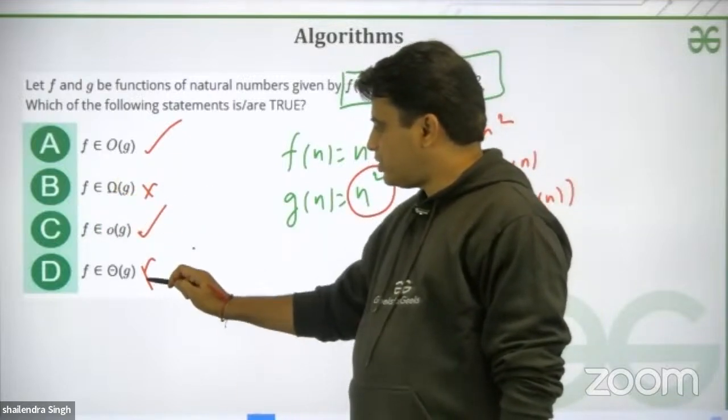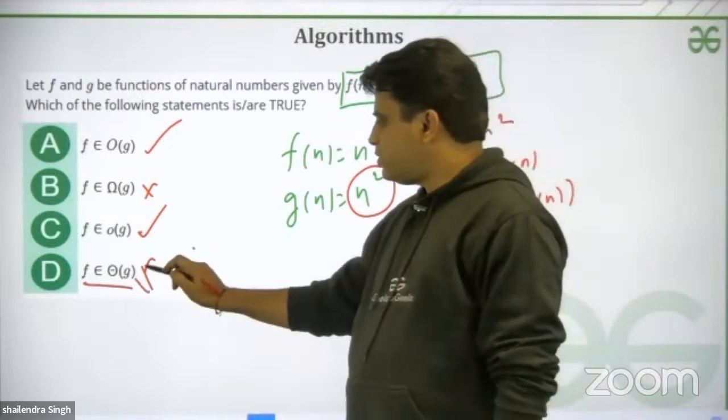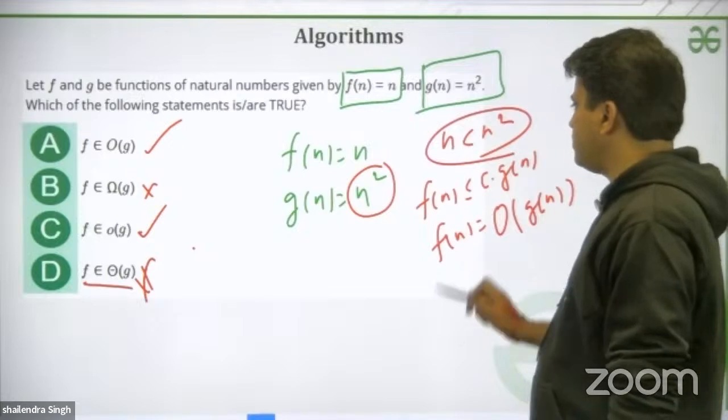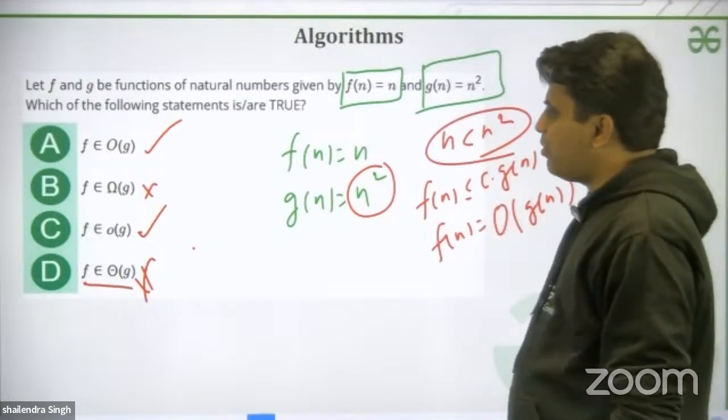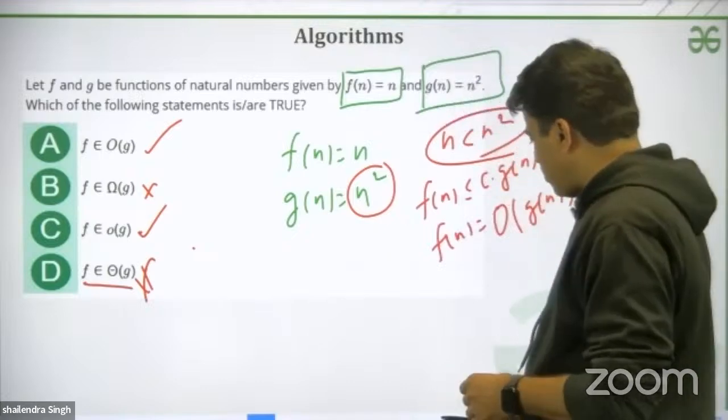Now come to this option. This is saying f(n) and g(n) are both tight bounds. That's why this is wrong. No, dear, this is not tight. n is the quadratic degree function and this is the upper bound of this function. So that's why your options A and C both are correct, right? So it's a very simple question. Now come to the next question.